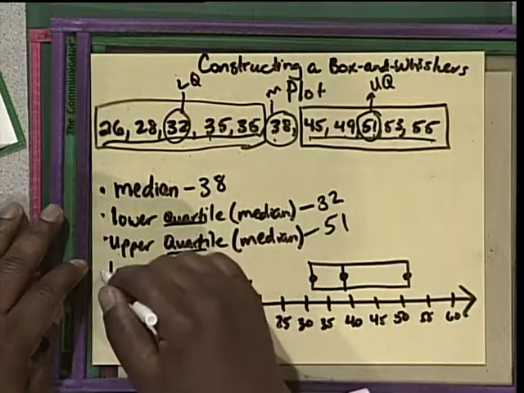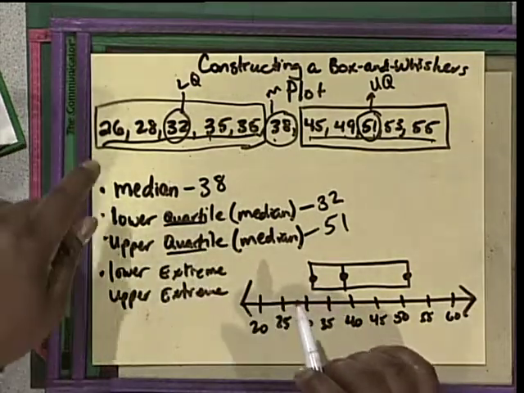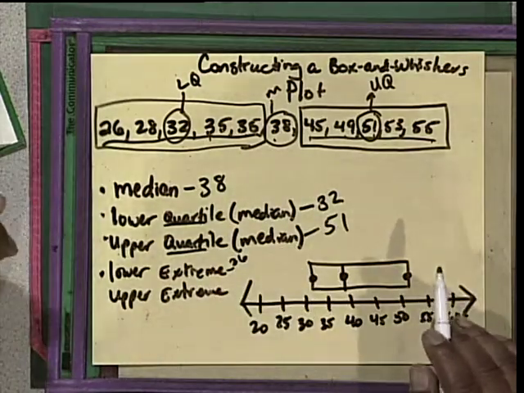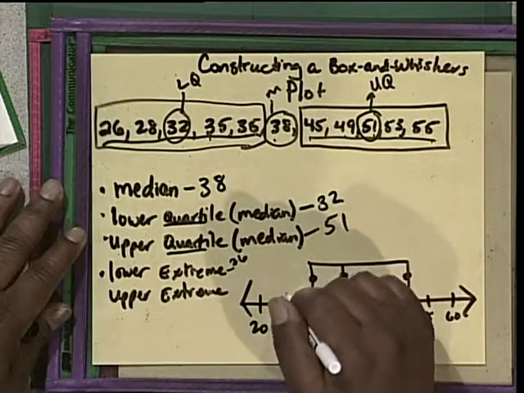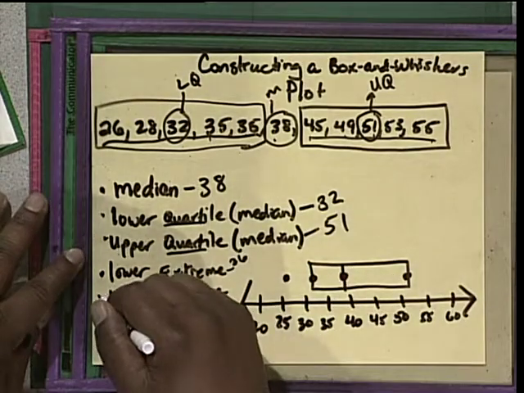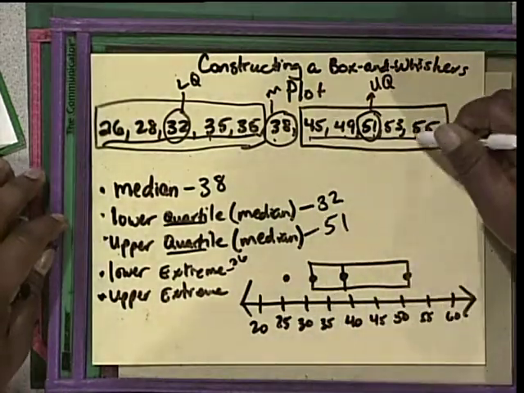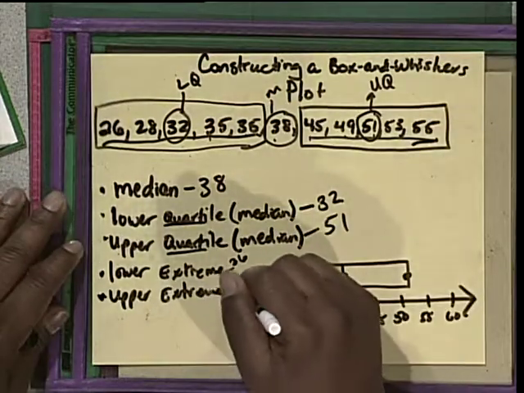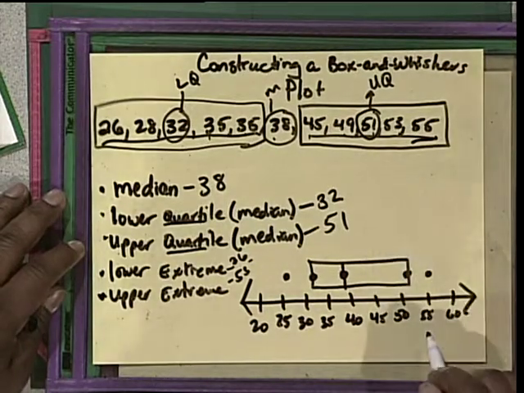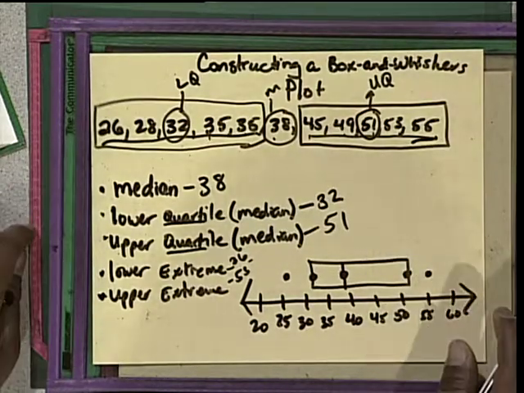The lower extreme, it's the lowest number in your set of data, which is 26. So I'm going to put a point on the number line for 26. The upper extreme is the largest number in your data, which is 55. Put a point for 55. And 55 is the number on my number line. It makes it very easy for me.